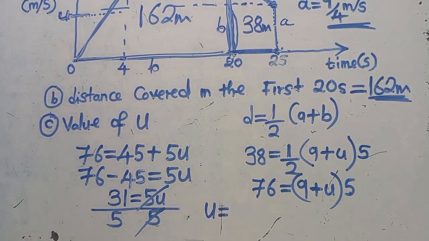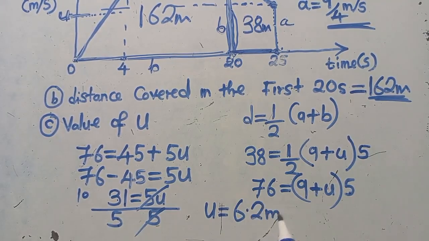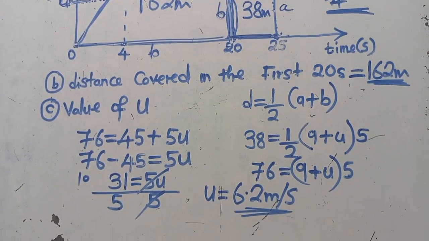If you divide 5 into 31, it is 6, remainder 1. 5 into 1, it can't. Put a point, you put a 0. 5 into 10, it is 2. So, meters per second. This is the answer. This is how you were supposed to answer that.